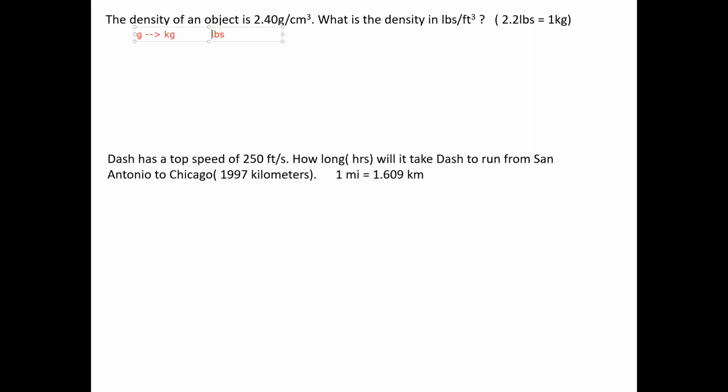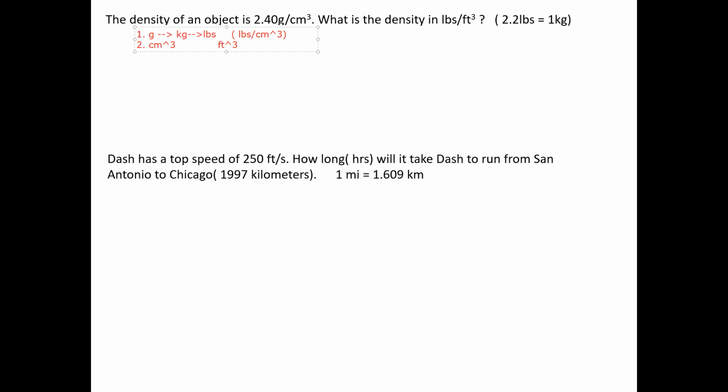And then we can convert kilograms to pounds. So in the first step, we're going to only convert the numerator to the appropriate unit. So when we finish with the first step, we're actually going to have pounds per centimeter cubed. And then the second step, we're going to focus on the denominator. So we want to convert centimeters cubed to feet cubed.